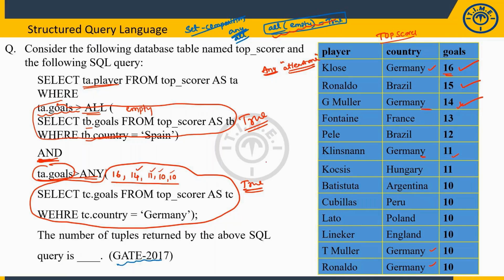14 greater than 11, 10, 10, correct. That is also correct, that tuple will also be selected. 13 greater than 11, 10, 10, correct. 12 greater than 11, 10, 10, correct. 11 greater than 10, 10, correct. And 11 greater than 10, 10, correct. And is 10 greater than any value? No. So these tuples are not going to be selected. So how many tuples in the final output? The final output will have 1, 2, 3, 4, 5, 6, 7. So the number of tuples returned by the SQL query is 7. 7 records in the output. Is it clear? Yes, sir.